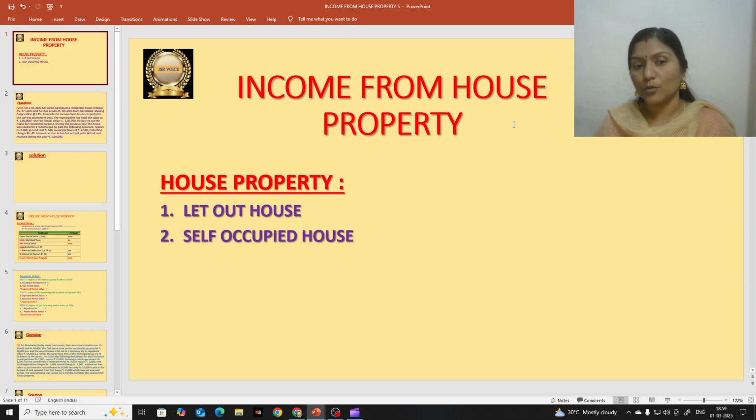So, let out house. Let out house means a house which is given on rental basis. And if any assessee is giving any house on rental basis, he will receive some rent. So that is taxable actually. How to calculate income from house property of that let out house? We will discuss now. There is a format for that.